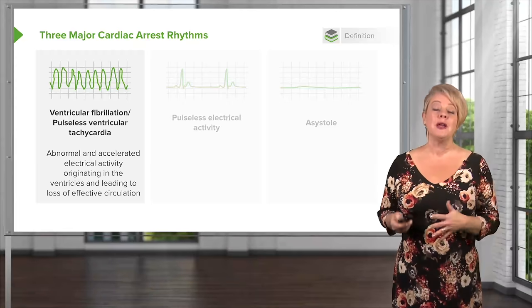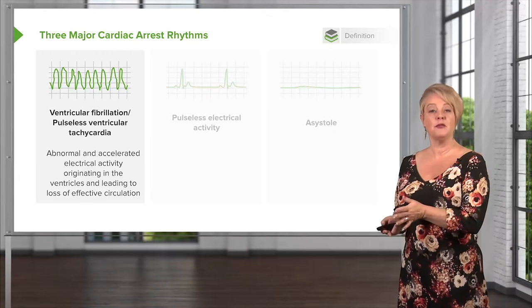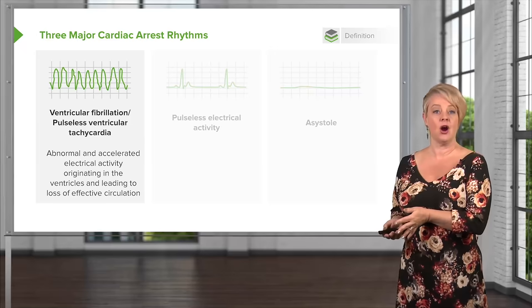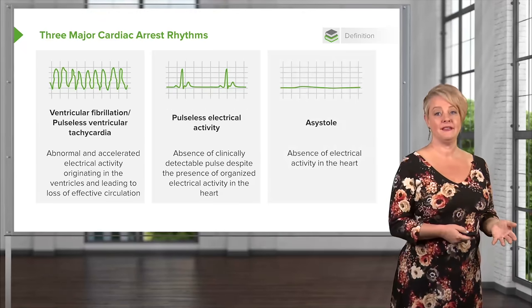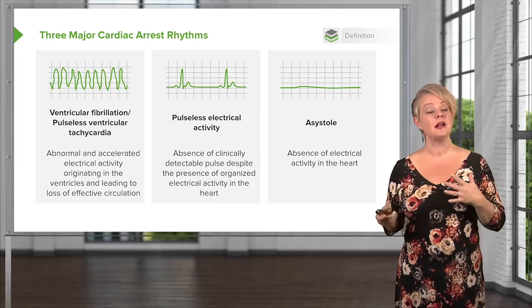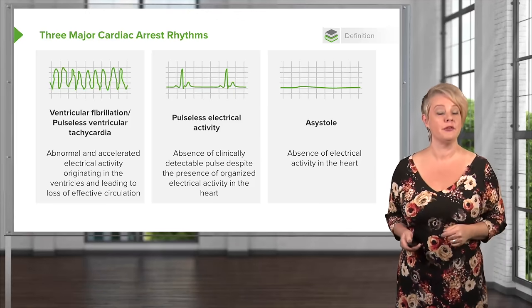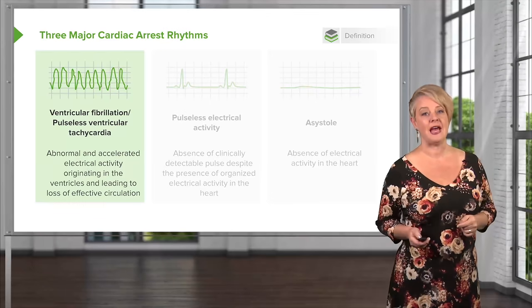So there are three major cardiac arrest rhythms that we need to be aware of: ventricular fibrillation and ventricular tachycardia, pulseless electrical activity, and asystole. And we're going to talk in some detail about each of those three, identifying some of the key similarities and differences between them. Let's start off with VFib and VTach.